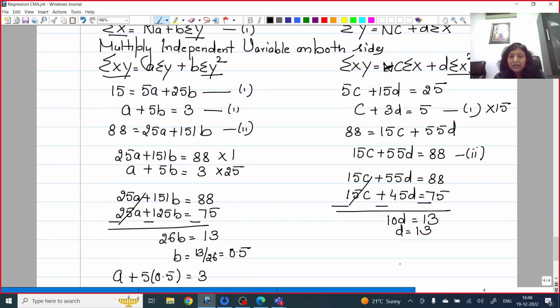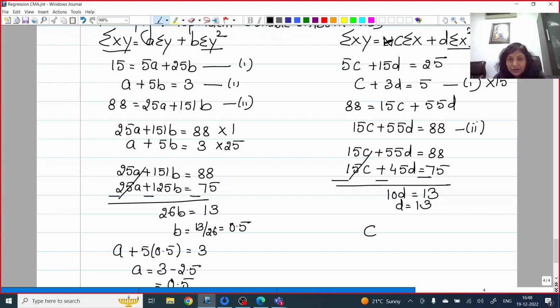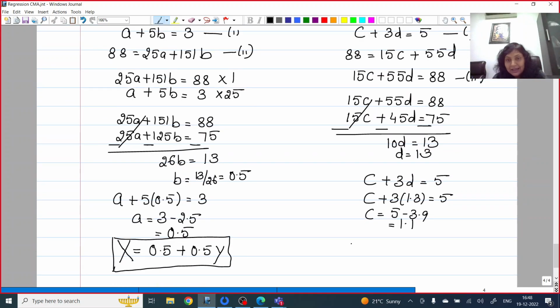Now putting the value of d in any equation, we get the value of c. c + 3d = 5. c + 3 into 1.3 equals 5. c equals 5 minus 3.9. So value of c is 1.1. So my equation is y is equal to c plus dx. Now this is my equation y on x.